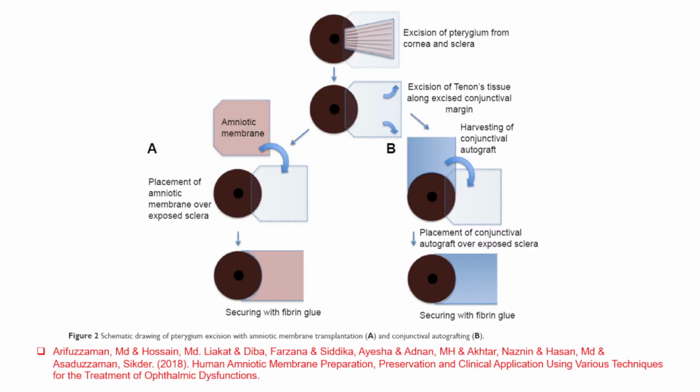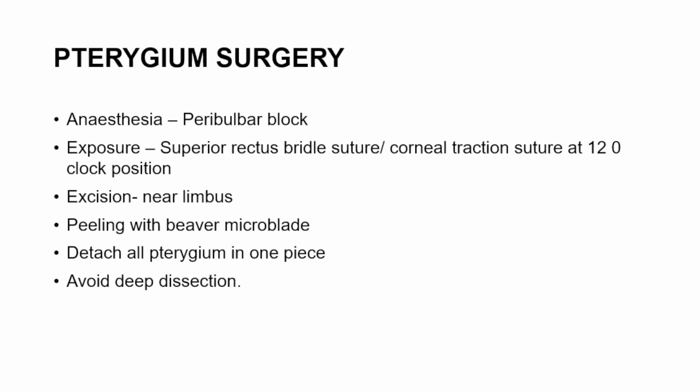Amniotic membrane grafting, where the pterygium is removed and the bare area is closed by amniotic membrane grafting, either with sutures or fibrin glue. Conjunctival autograft, where a donor site is chosen, and conjunctiva is taken from the donor site, and the bare area is closed with the conjunctival autograft, either with sutures or fibrin glue. Steps of pterygium surgery.